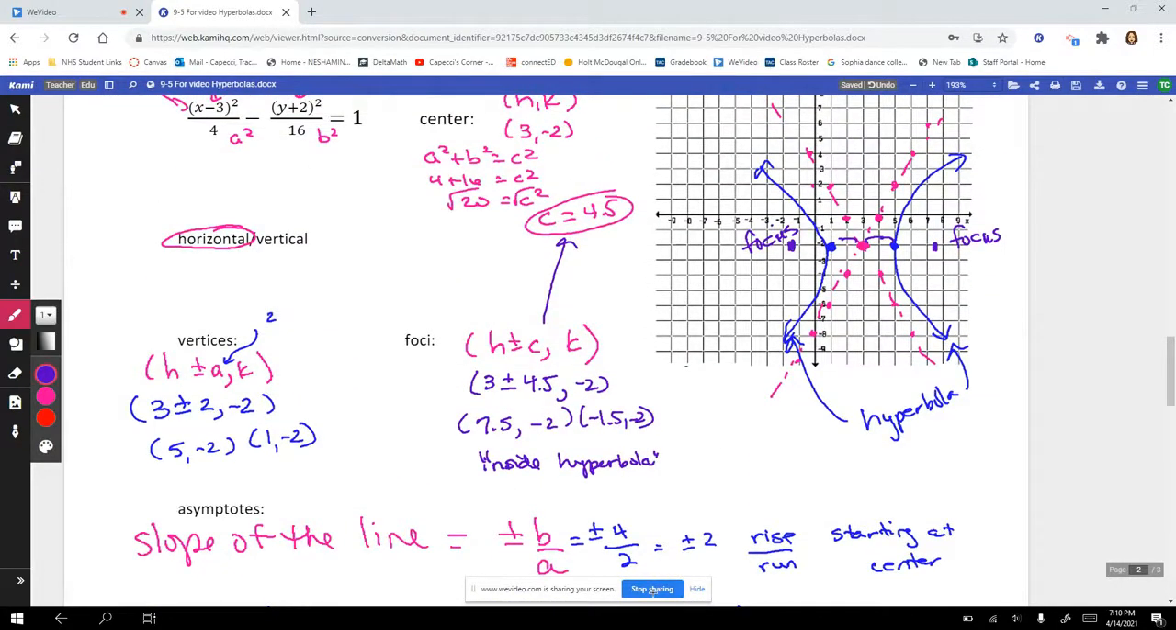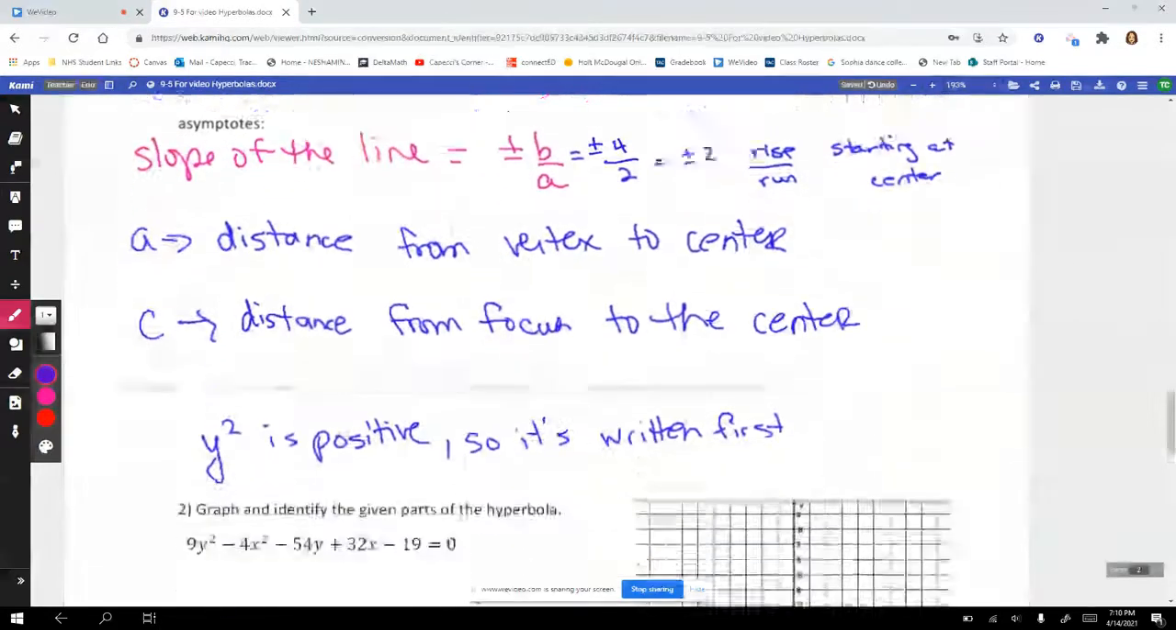So if we go here and we go 1, 2, 3, 4.5, that looks about right there. Same thing in the other direction. 1, 2, 3, 4.5 looks about right. Okay, so that's how you graph a hyperbola. All right, let's try another one.